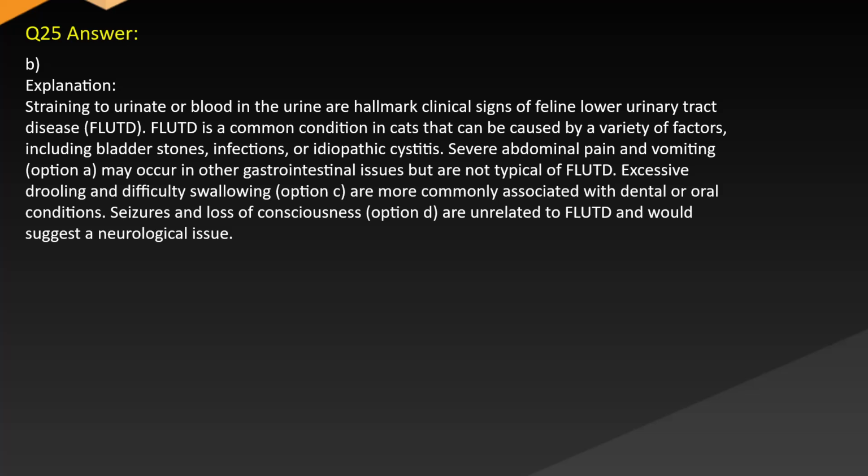Answer B. Explanation. Straining to urinate or blood in the urine are hallmark clinical signs of feline lower urinary tract disease, or FLUTD. FLUTD is a common condition in cats that can be caused by a variety of factors, including bladder stones, infections, or idiopathic cystitis. Severe abdominal pain and vomiting, option A, may occur in other gastrointestinal issues, but are not typical of FLUTD. Excessive drooling and difficulty swallowing, option C, are more commonly associated with dental or oral conditions. Seizures and loss of consciousness, option D, are unrelated to FLUTD and would suggest a neurological issue.